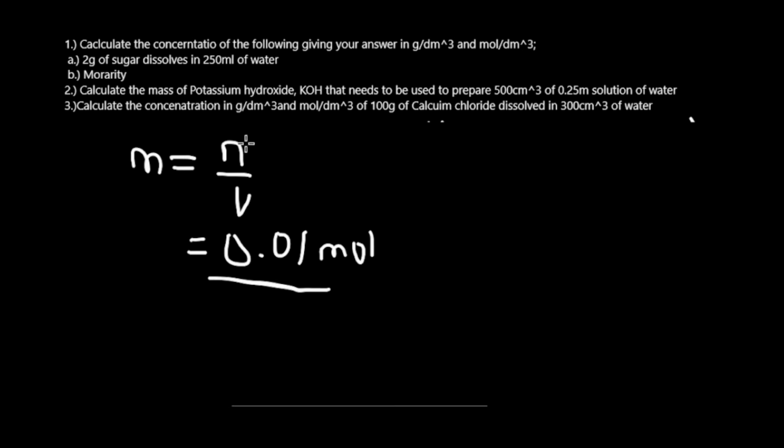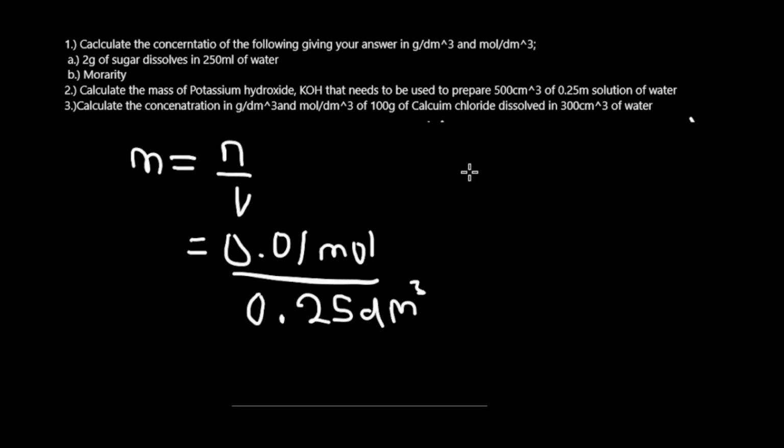And then all this will be over the volume. What is the volume given? 0.25 decimeter, because we remember I converted it to decimeter cubed. So we end up finding our molarity to be equal to 0.04. So this will become 0.04 mole per dm cubed.